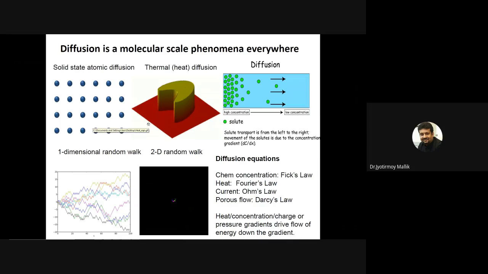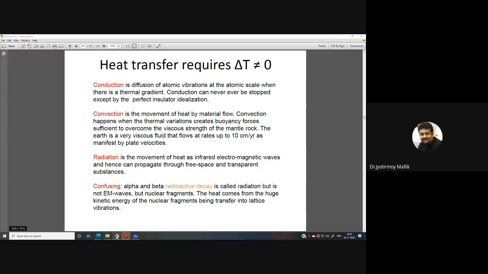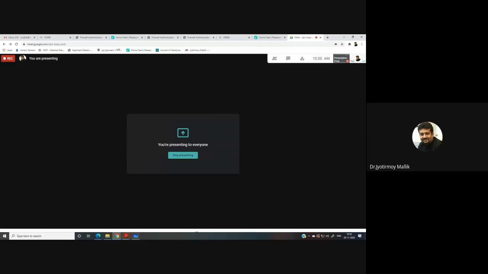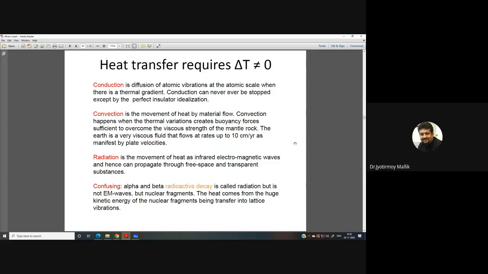Okay, of course, heat essentially also initiates diffusion in gas molecules, but we are not too much interested in that. But let's see. Heat transfer requires delta T not equal to zero. That means it has to be out of equilibrium, and heat transfer actually takes place by four processes. We know about them.